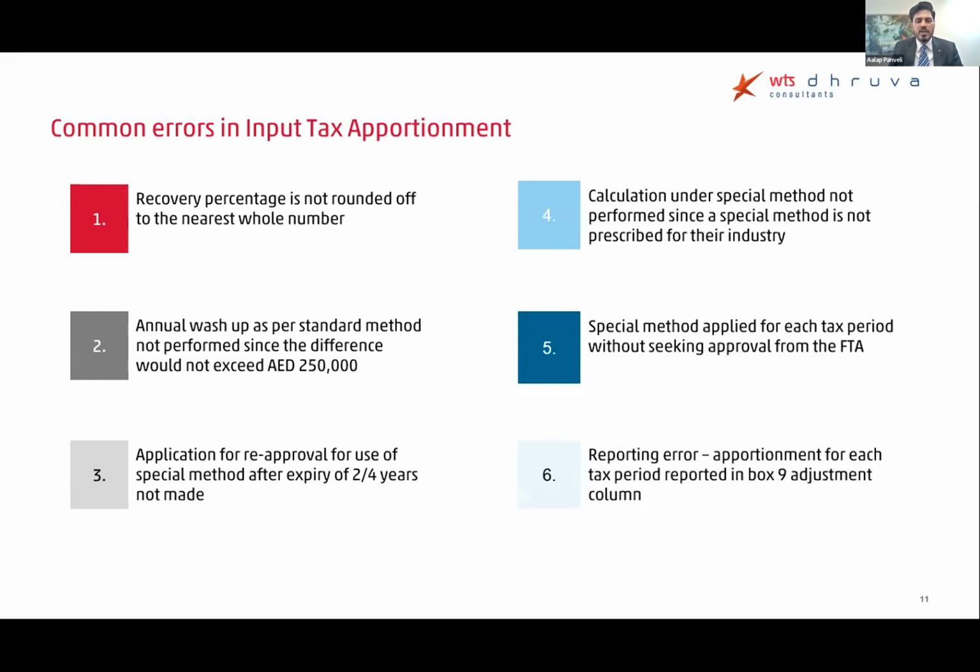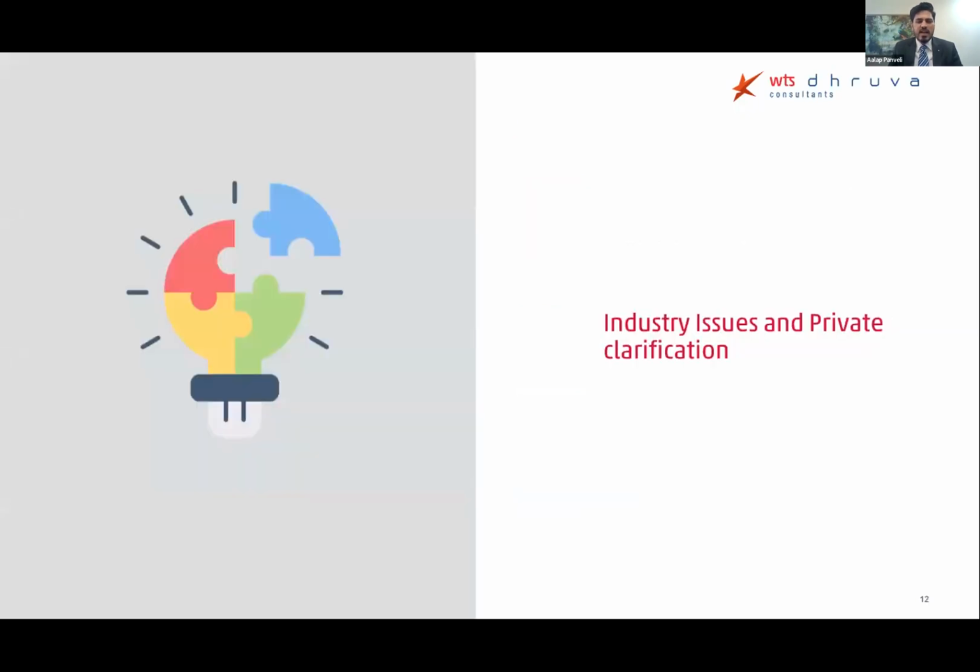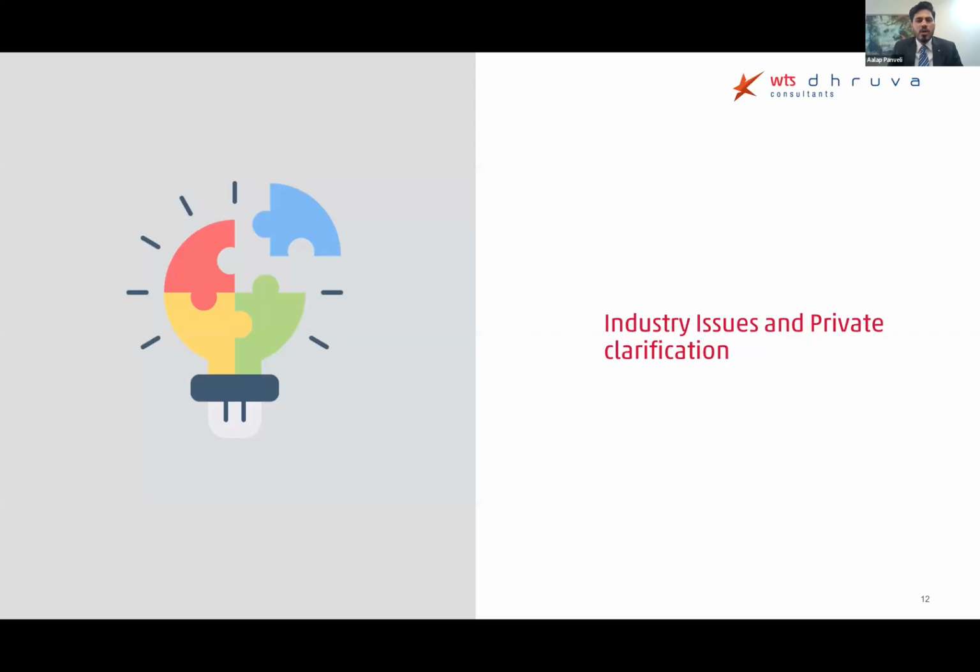And the last one is the reporting error, which I explained earlier, that for a tax period basis, the apportioned input tax should be reported in the VAT column. And for an annual basis, it should be in the adjustment column of box 9. So I think this is the last slide that I'll be presenting. From here on, my colleague Geet Shah will be taking you over some important case laws, some important private clarification insights, and I'm sure you guys will find it interesting.